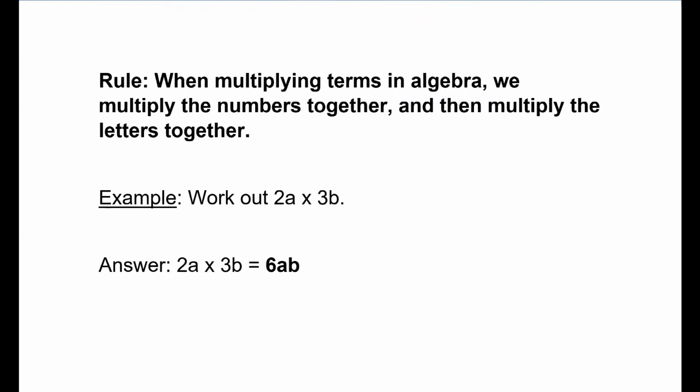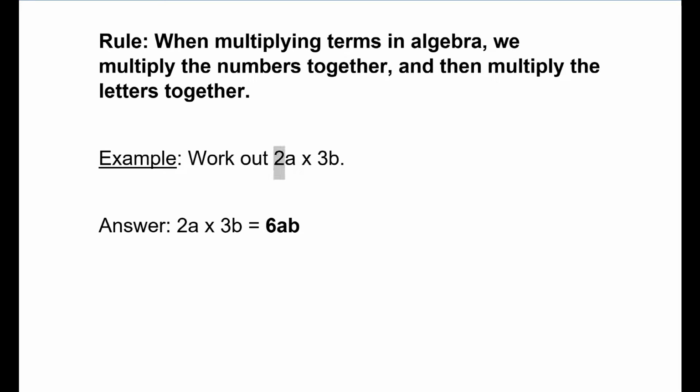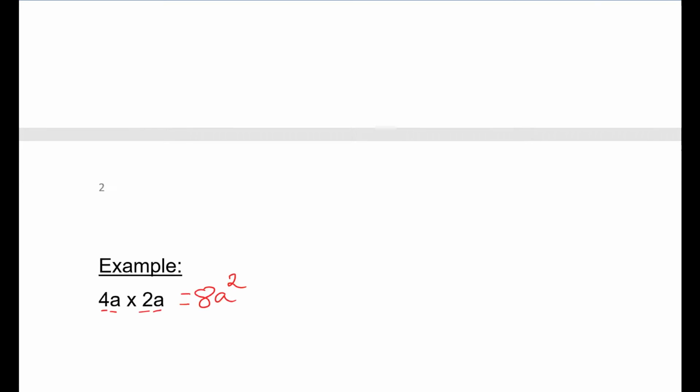When multiplying terms in algebra, you multiply the numbers together and then multiply the letters together. For example, 2a times 3b is going to be 6ab. 4a times 2a is going to be 4 times 2, which is 8, and then a times a, which is a squared. So I would have 8a squared.